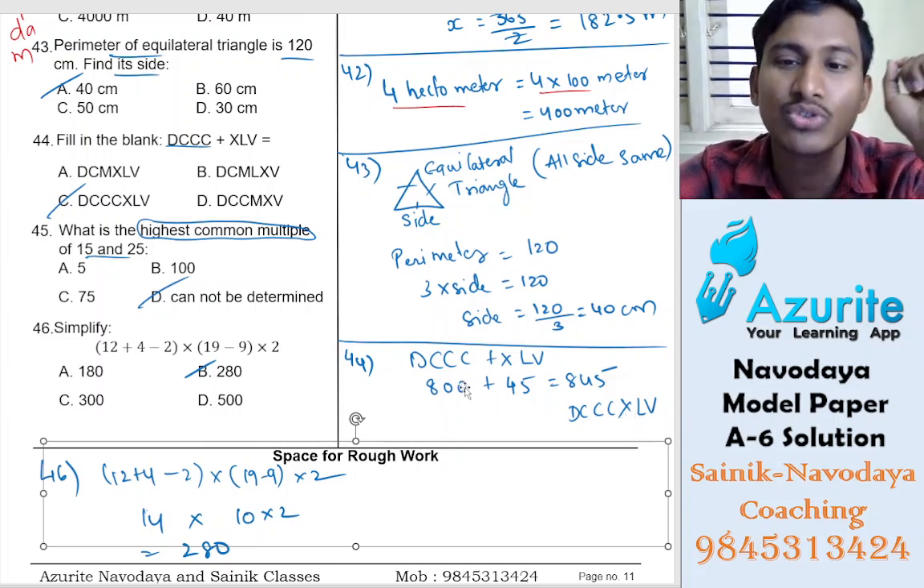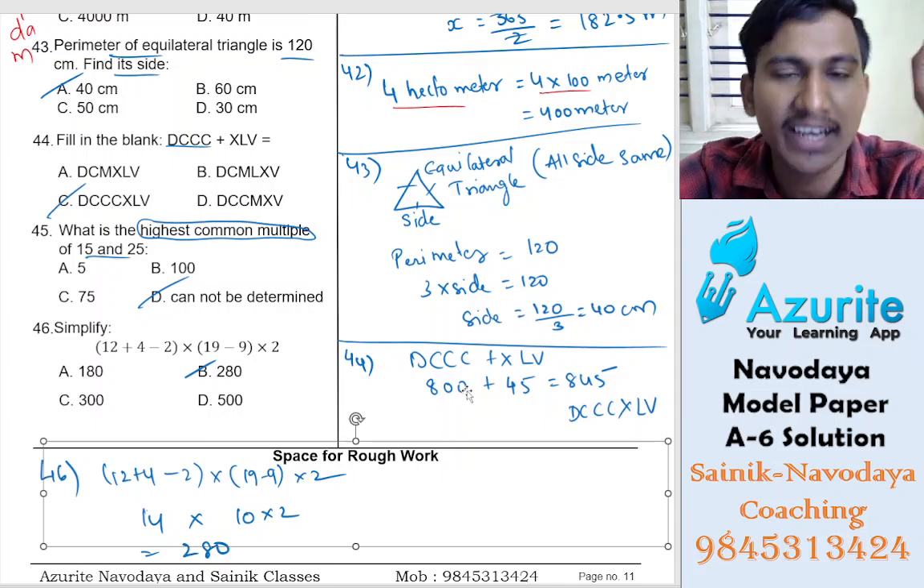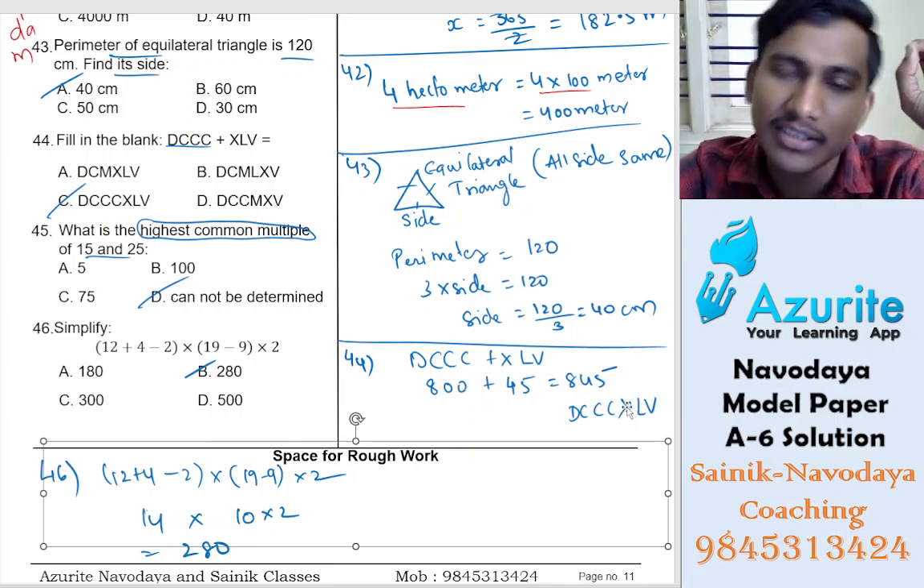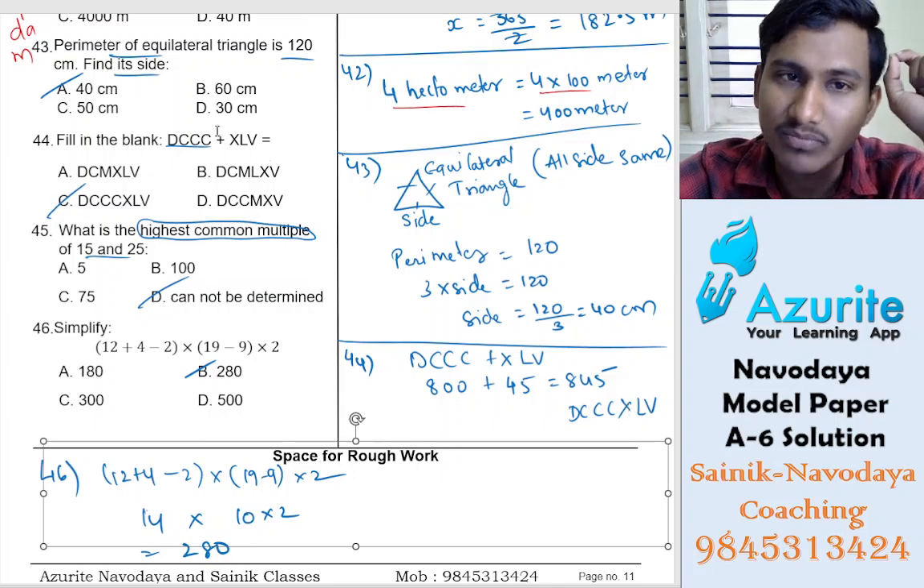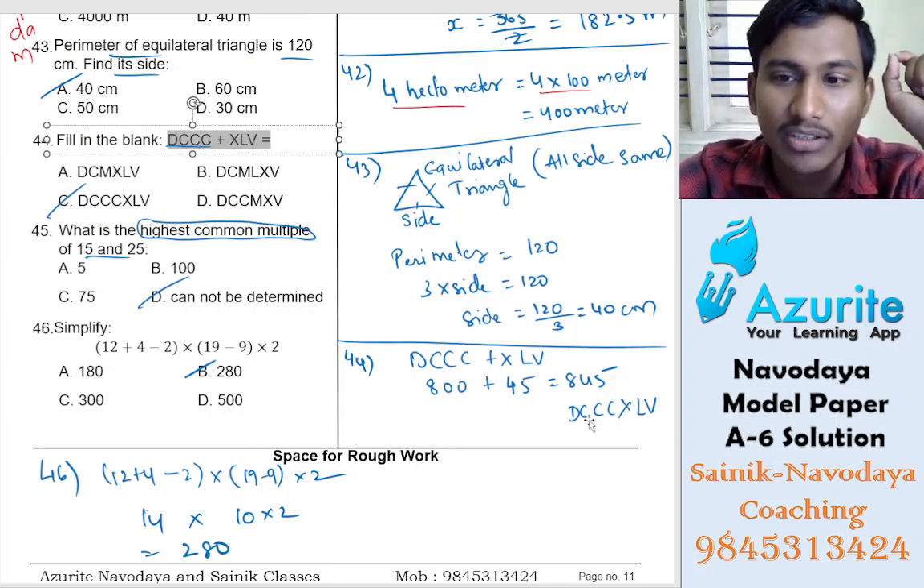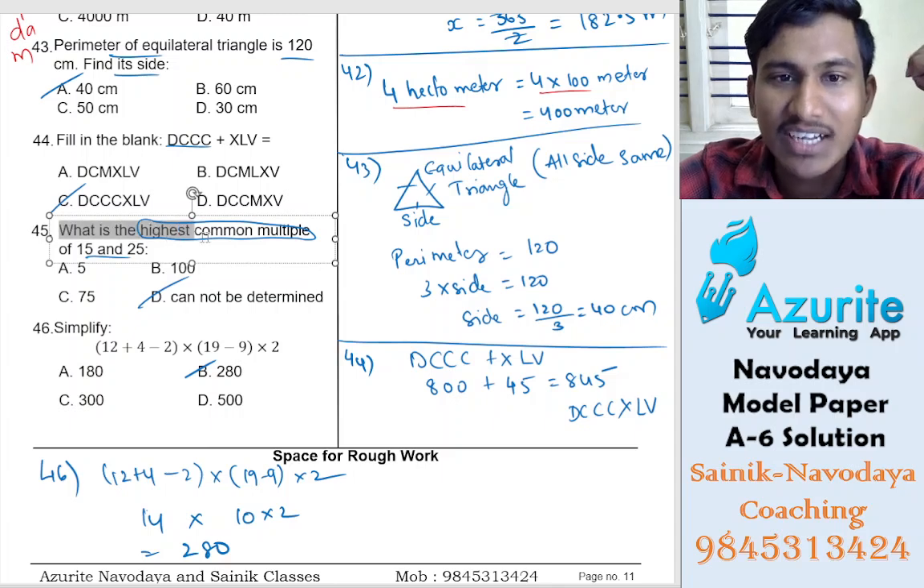Always you should first convert it into a number and then add, then convert it into a numeral, that is, a Roman numeral. Otherwise you may get confused. Understand? So this is how you have to do. Next is 45. What is the highest common multiple of 15 and 25?